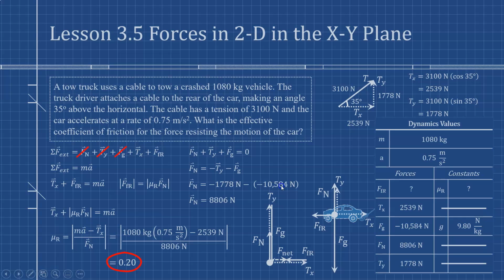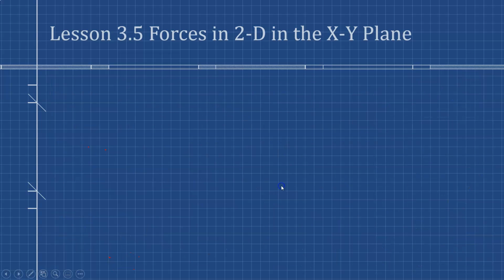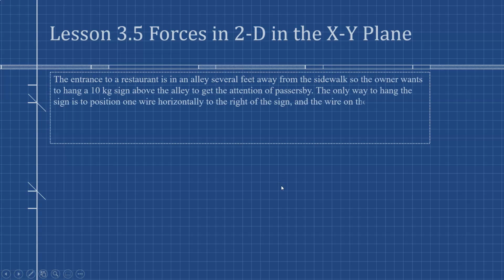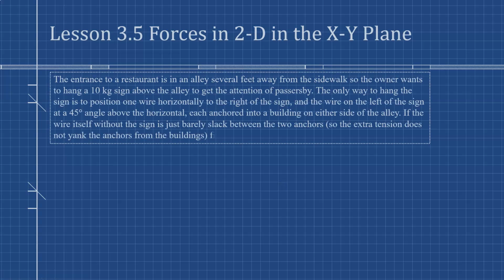All right, and now that we've solved this problem, let's move on to another one. And this one involves a restaurant in an alleyway. The entrance to the restaurant is several feet from the sidewalk, so the owner wants to hang a 10-kilogram sign to notify passersby where his restaurant is. The only way to hang the sign is to position one wire horizontally to the right of the sign and the wire on the left of the sign at a 45-degree angle above the horizontal, each anchored into a building on either side of the alley.